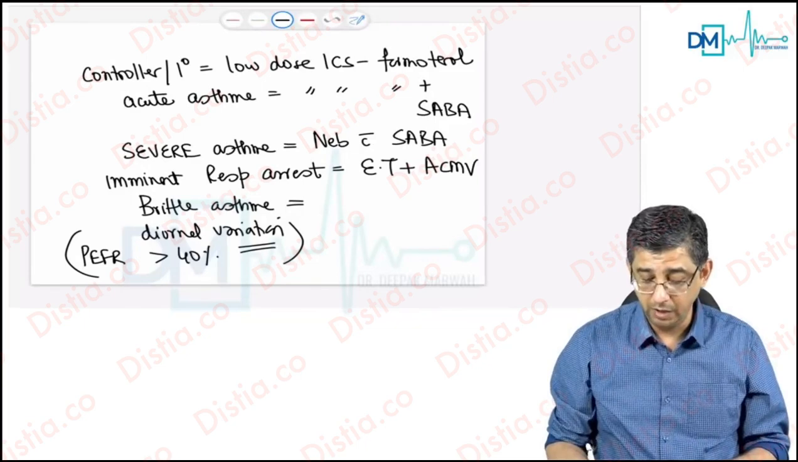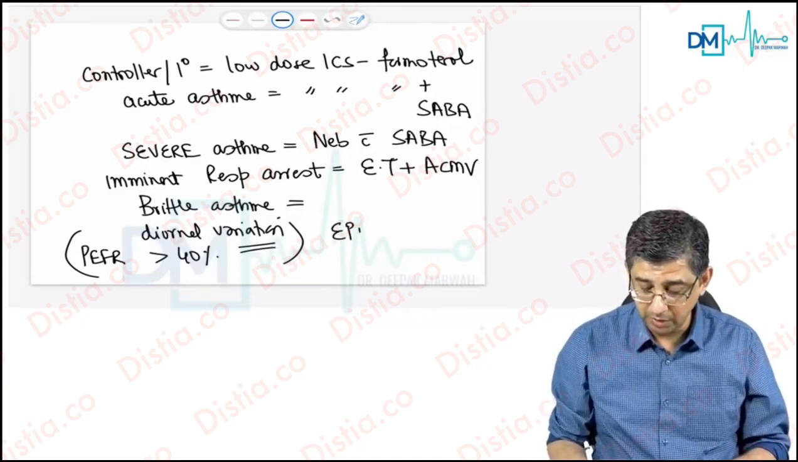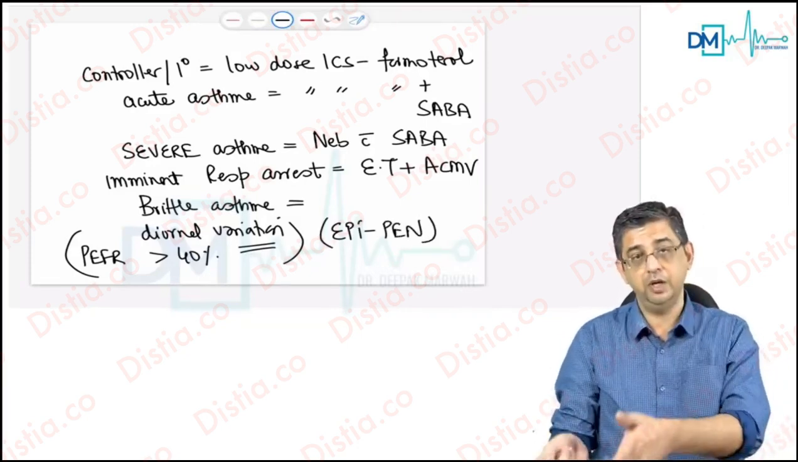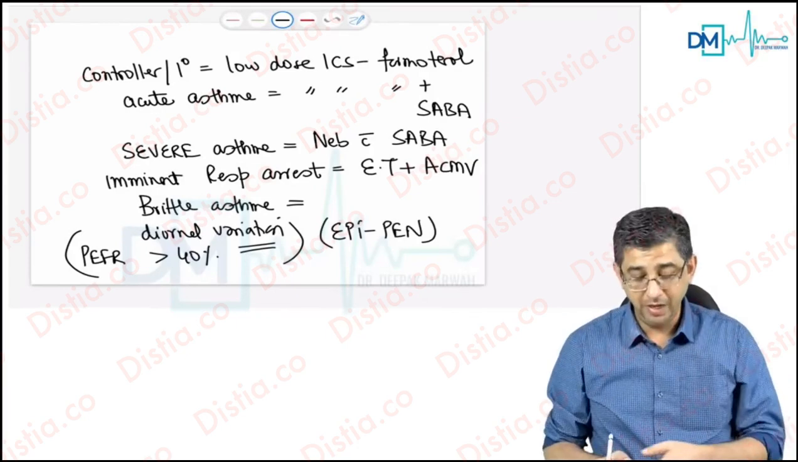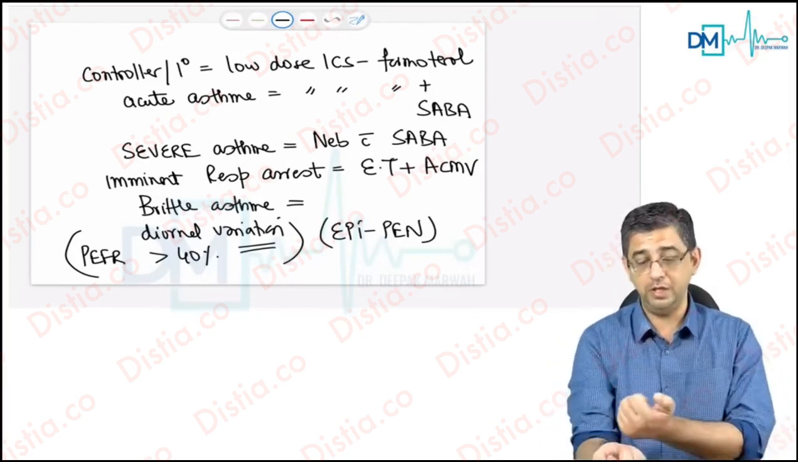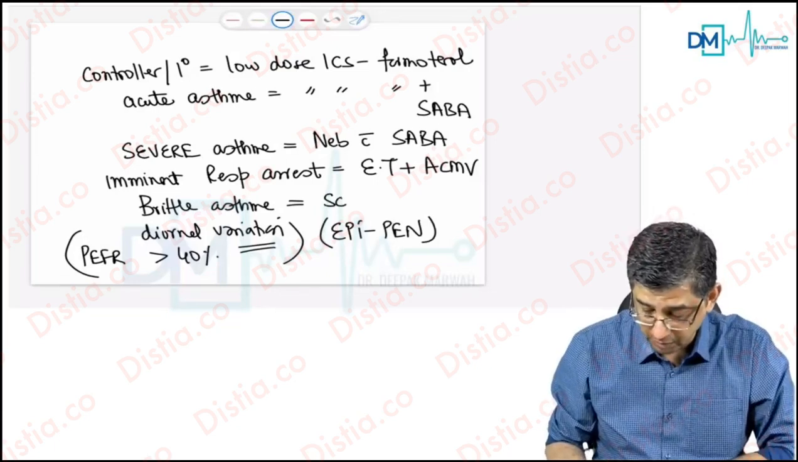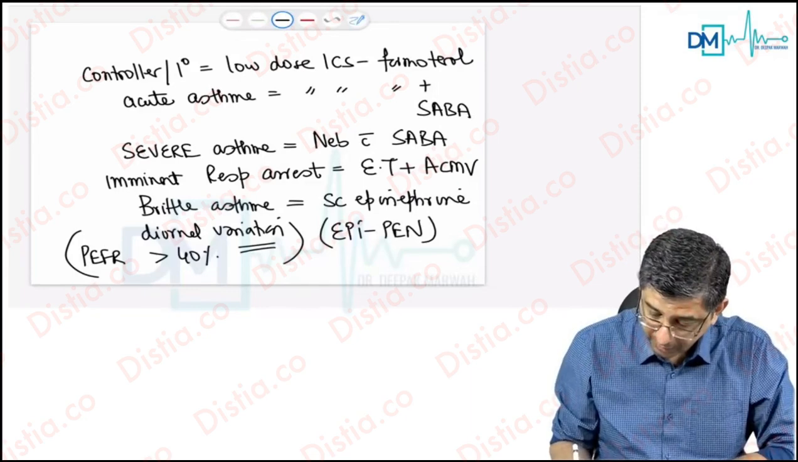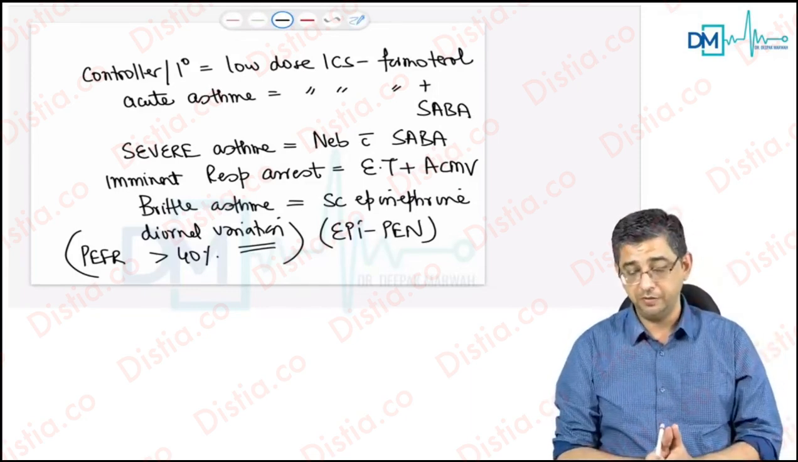In these patients, I will ask them to purchase what is called an EpiPen. This is the auto injector that he has to keep with him in his pocket all the time. If he has an attack, all he needs to do is inject himself with subcutaneous epinephrine, and this will take care of the exacerbation that the person has suffered from.